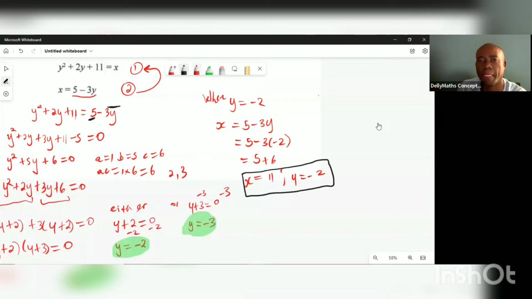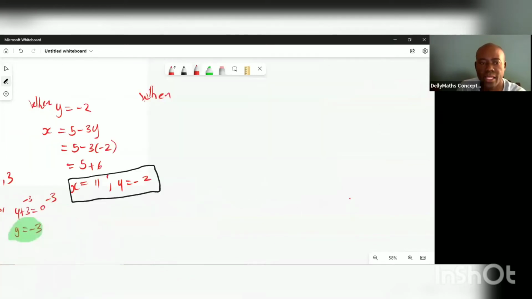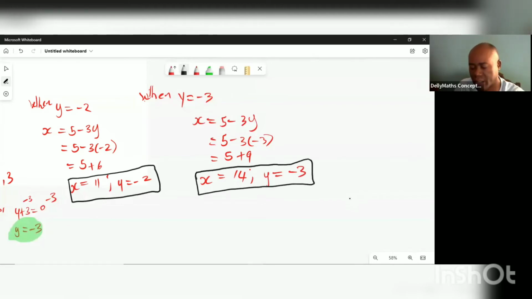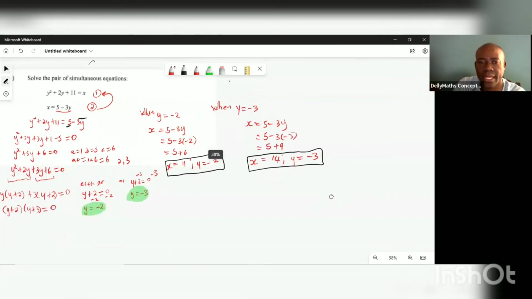Let's go for the next one. Also, when y is equal to negative 3, we're still using x is equal to 5 minus 3y. So x is going to equal 5 minus 3 times y, and y is negative 3. So we're talking about 5 plus 9, and that is 14. So x is 14 when y is equal to negative 3, and that's my second pair of answers. So that's how we go about solving our nonlinear simultaneous equation here, and that's that.